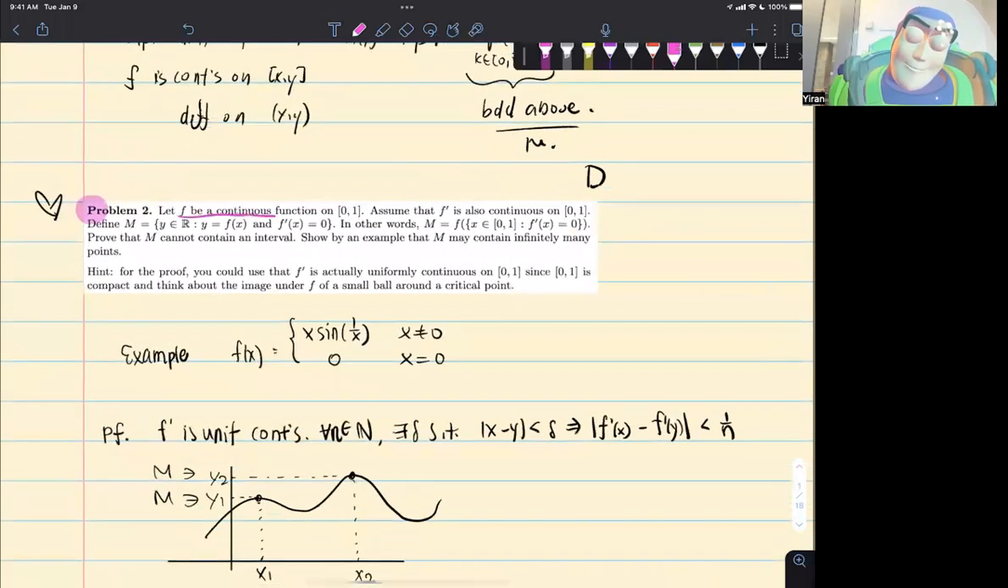Again, f is continuous and f prime is also continuous. At this point, you might detect a pattern that whenever you have something continuous on a compact interval, you may need to use uniform continuity. Okay, and we define M to be a set of critical points actually. So M is actually a set of points like this.